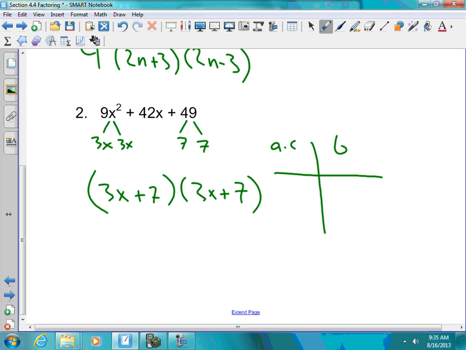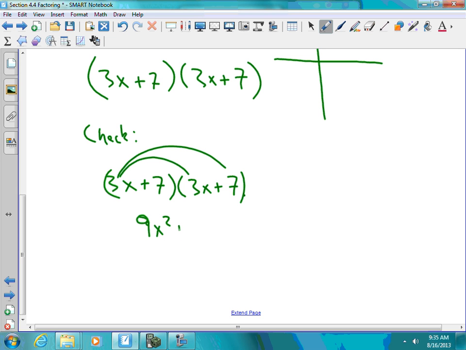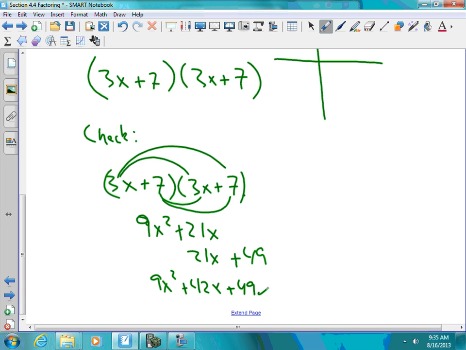And I'm just going to test this and see if it works. If it works, then I have an answer. If it doesn't, then I go back to the a times c, what adds to make b. Looking for these patterns sometimes can make our lives a little easier. So let's FOIL it this time. Try and alternate between methods. We get 9x squared. We get 21x. We get 21x. We get 49. We add these up. We get 9x squared plus 42x plus 49. So that's what we started with.